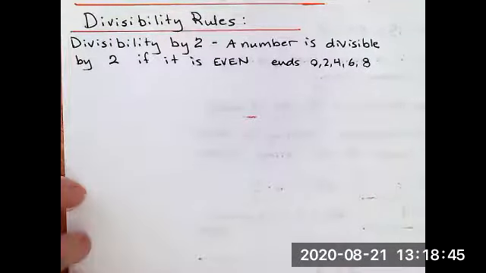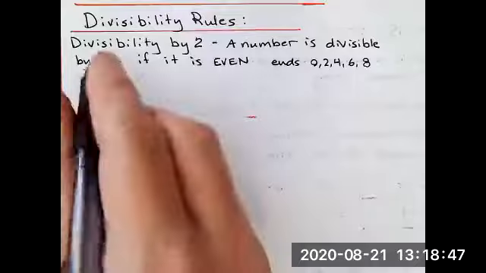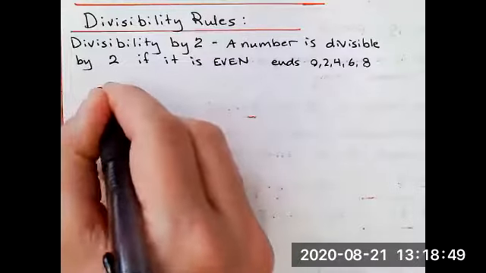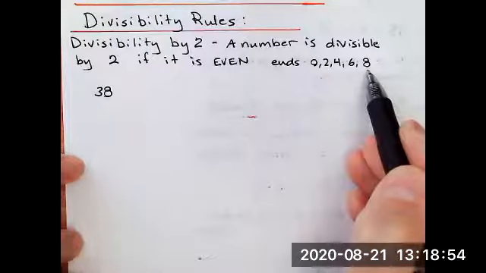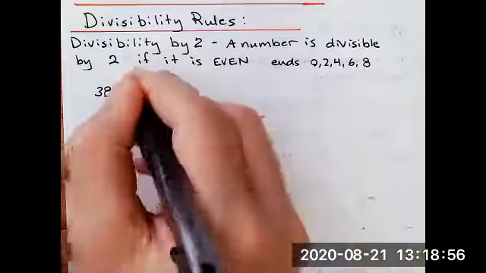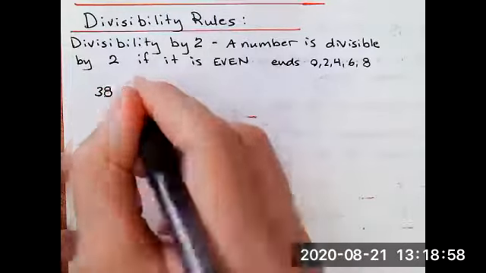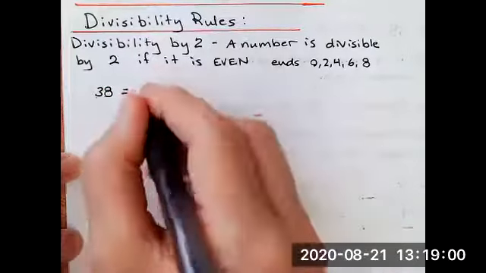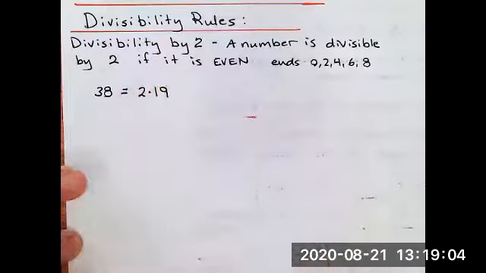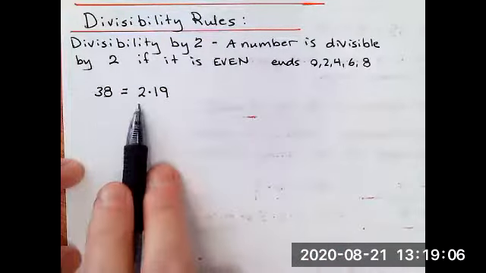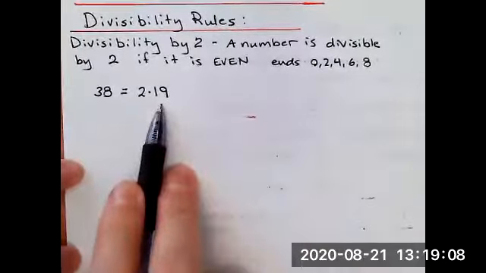So you could say, write the prime factorization of 38. Well, it ends with an 8, so it's even. That means that 2 goes into it. You divide 38 by 2, and you get 2 times 19. And you're done, because 2 is a prime, and 19 is a prime.